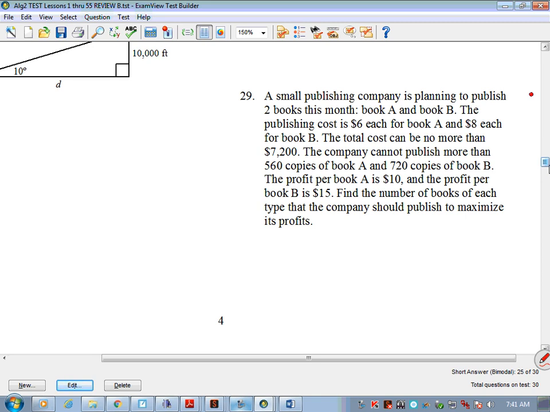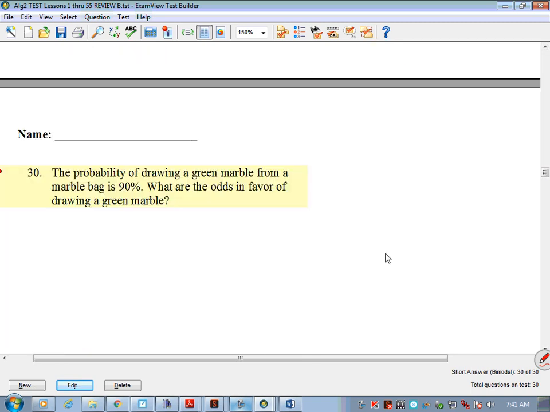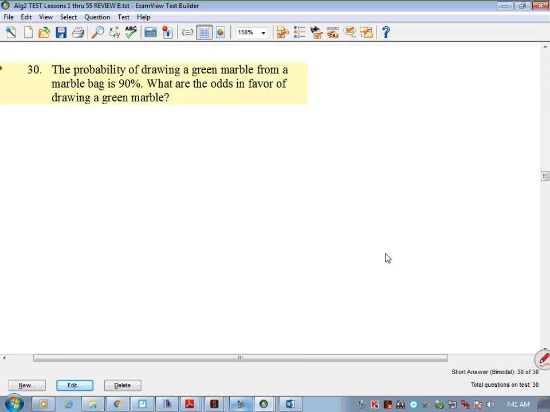I don't necessarily know how to link this or anything like that. If I can figure it out, I'll go ahead and link it in so that you can find it and go back to that lesson and watch that video. But like I said, you're not likely to get a linear programming question with that level of difficulty on the test. Okay, so let's get into our last question here, number 30.